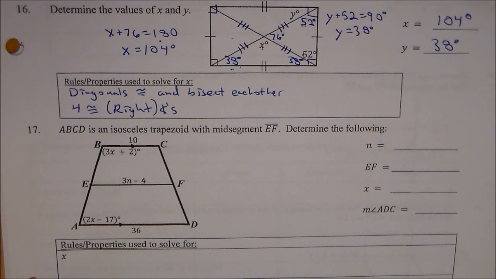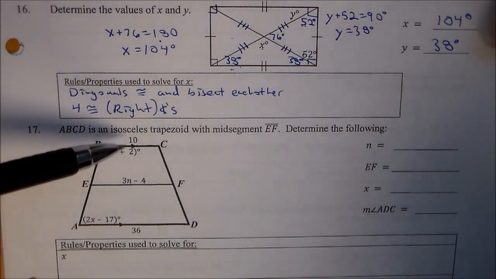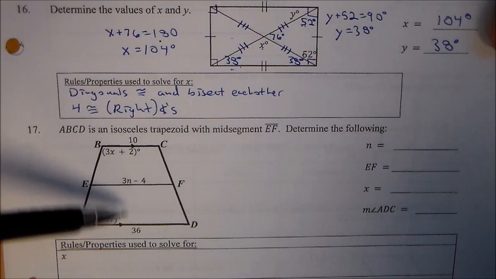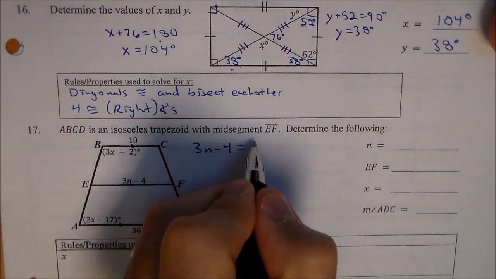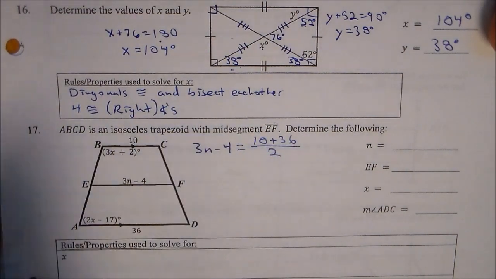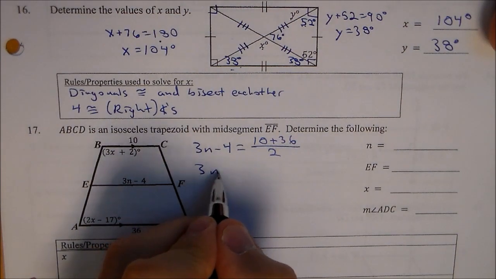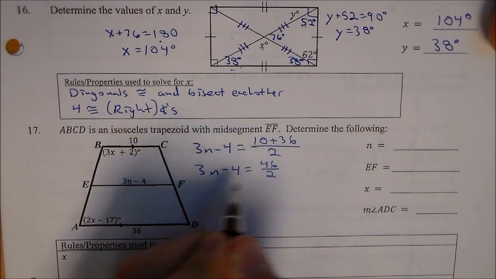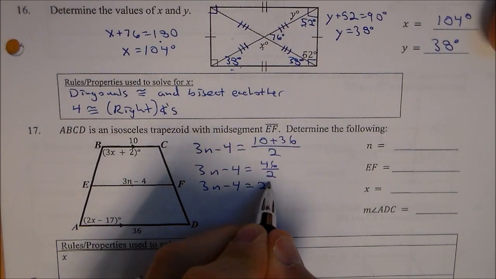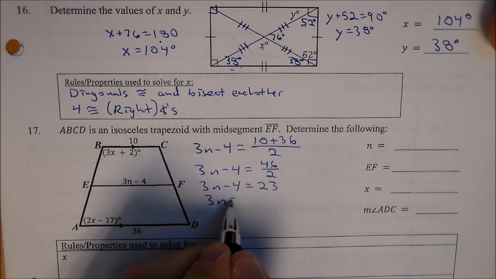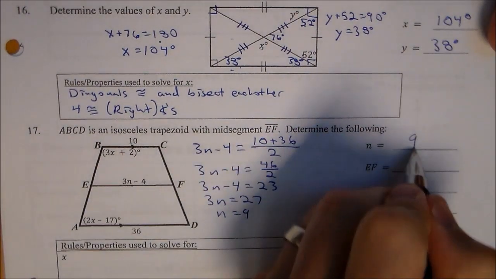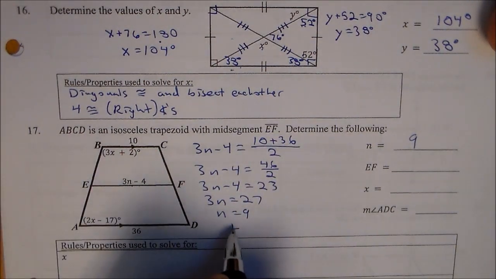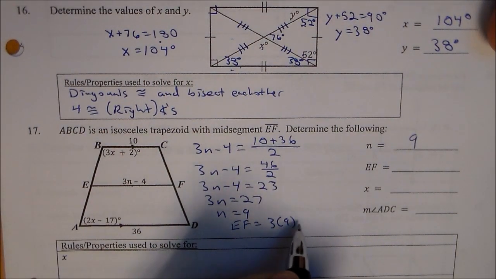Number 17, we have our isosceles trapezoid with a lot of information here. Let's kind of take it apart. I'm going to solve for n first. N is looking at the midsegment. So for this one, we're going to go 3n minus 4, which is the midsegment, is equal to 10 plus 36 over 2. So that's the average of our bases. So we got 3n minus 4 equals 46 over 2, or 3n minus 4 equals 23. We're going to add 4 over, we get 3n equals 27, and n equals 9. So that's n. They then want EF, so EF is going to be 3 times 9 minus 4, or 27 minus 4, which is 23.